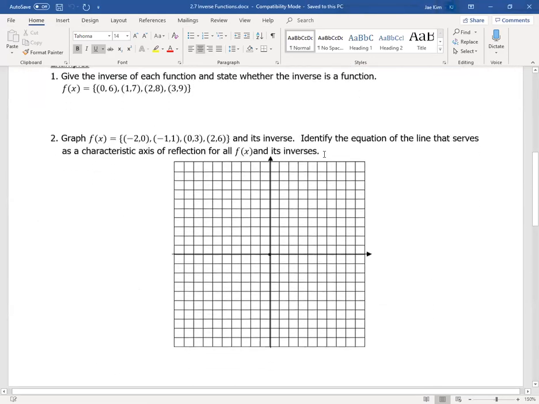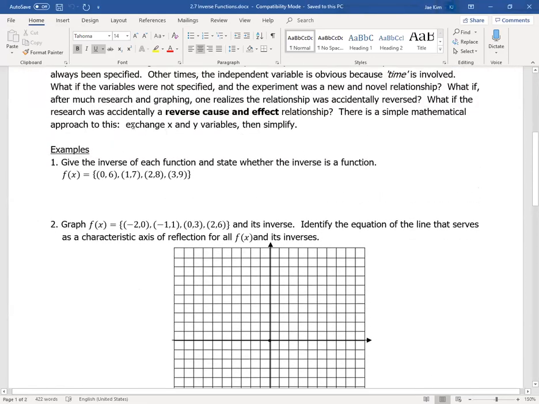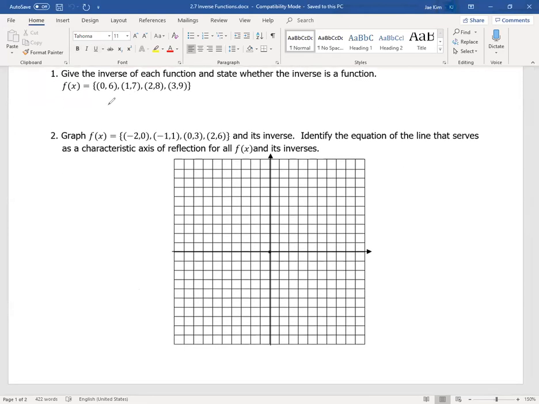Better. All right. So we've just stated that if we want to do the inverse, we need to exchange the x and the y's. Daniel, what do you think? We need to exchange the x and the y's. What do you think that means?